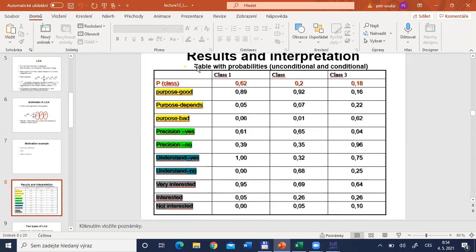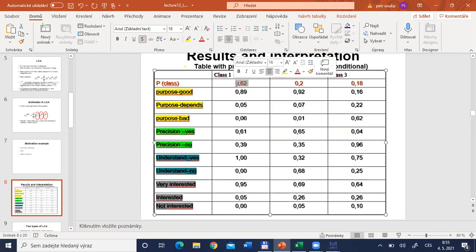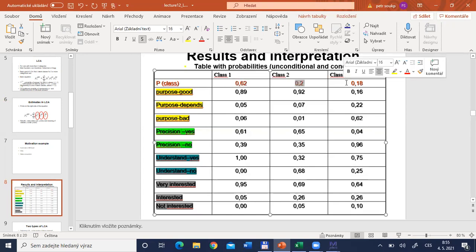And here we have the table, which on the first row offers class, or unconditional, probabilities. So here we have the proportions of individual classes. Here we have class 1, class 2, sorry for this typo, I would change it, and class 3. And if I can see 0.62, 0.2, and 0.18, I can conclude that the first class is the biggest one, nearly two-thirds of all people are included in this first class, and the next two classes are of the same size, approximately one-fifth of people are here and here.